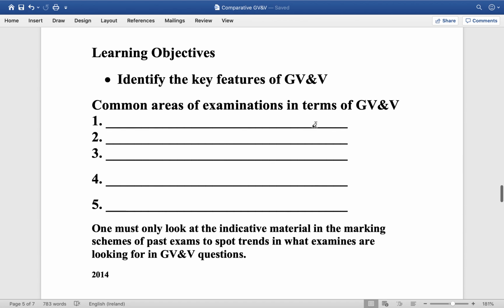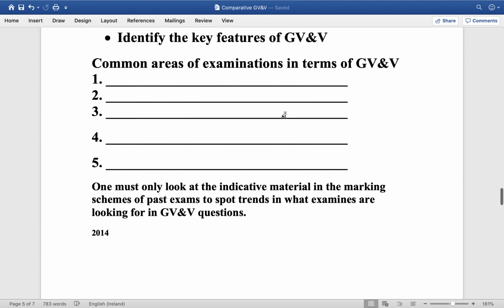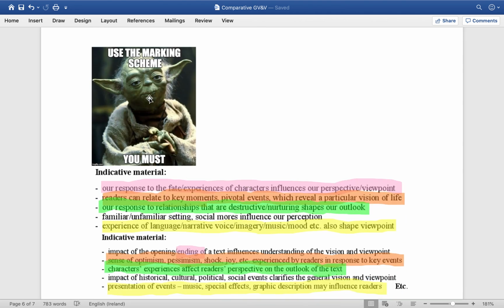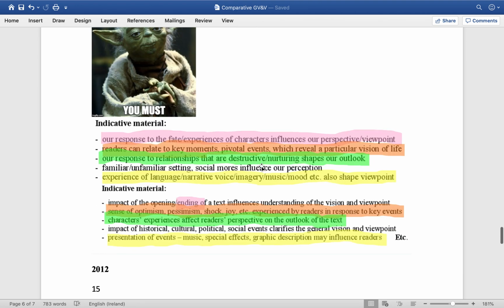So the way I do this is I just go straight to the marking schemes. All we have to do is look at the indicative material in the marking schemes of past exams, and then we can spot trends of general things that examiners are looking for with regard to general vision and viewpoint. Here we have Yoda: use the marking scheme you must. Yeah, it's essential.